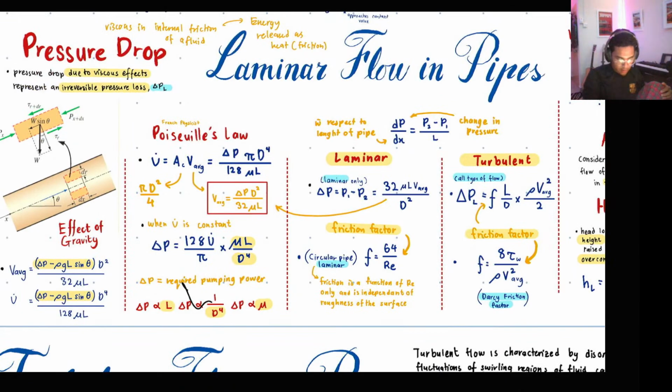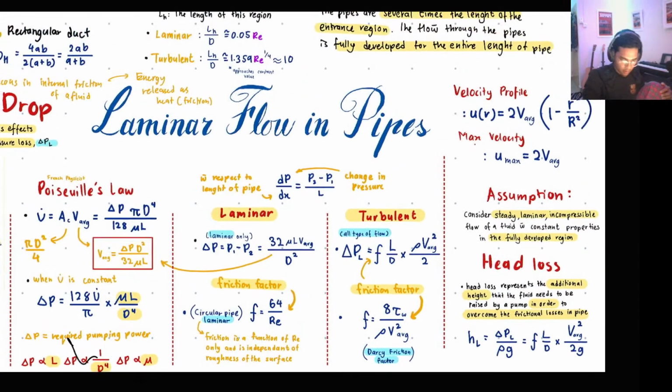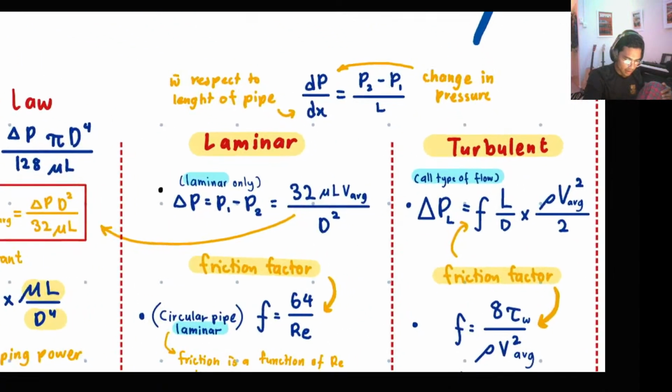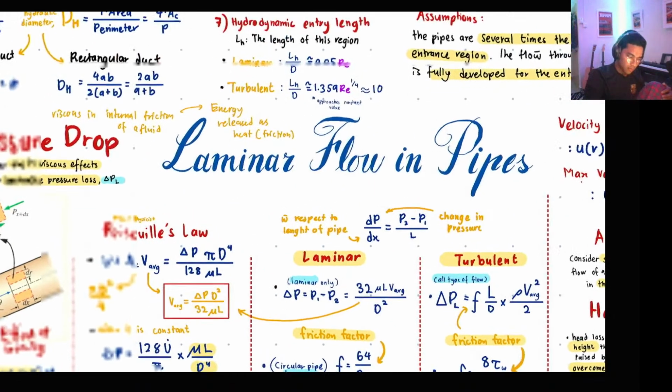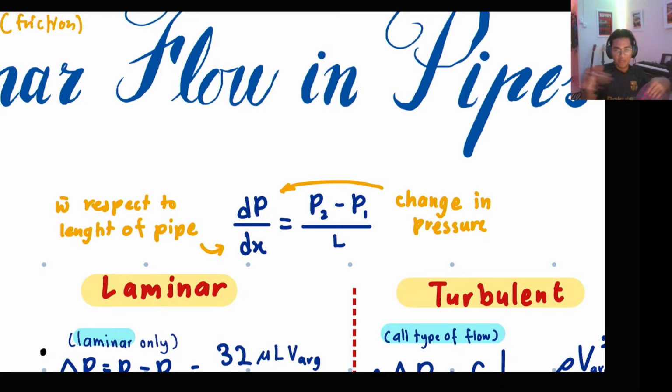Now, where do I start? I think I should start here. What is pressure drop? Mathematically, the pressure at one point is different from another point. Pressure drop means the final pressure is lower than the initial pressure. From there, we can make an equation: P2 minus P1 over L is equal to the change in pressure dP over dx, with respect to the length of the pipe.